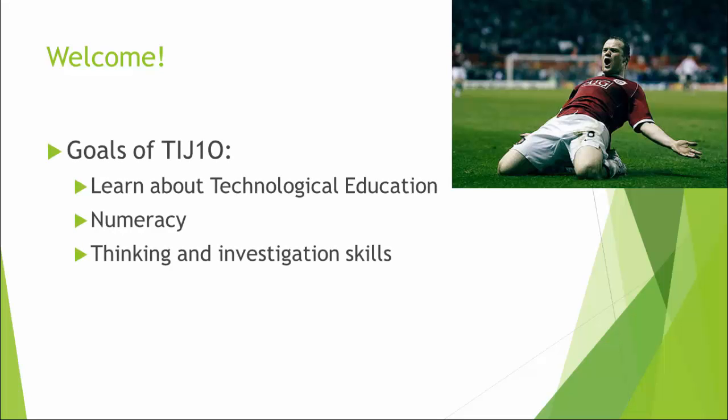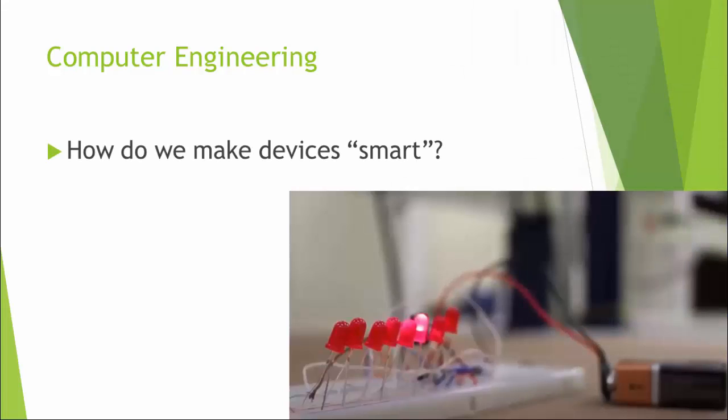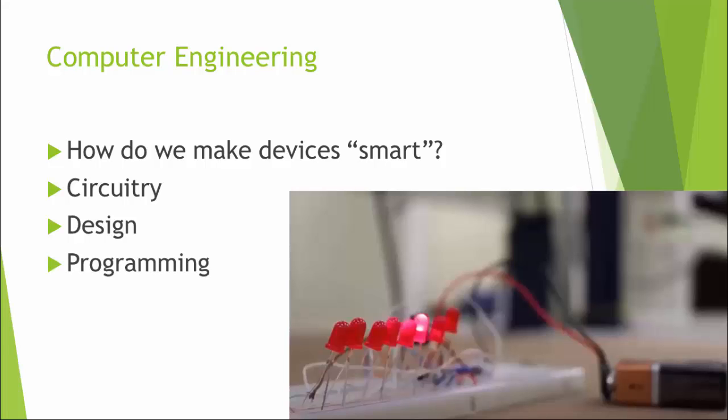What we'd like to go through today is just a quick overview of the computer engineering component of TIJ10. Our goals in TIJ are first and foremost learning about technological education in Ontario. We have some additional goals around learning numeracy and thinking and investigation skills. Computer engineering is all about how we make devices smart. So it's about circuitry, it's about design and design of circuitry, and it's about programming.